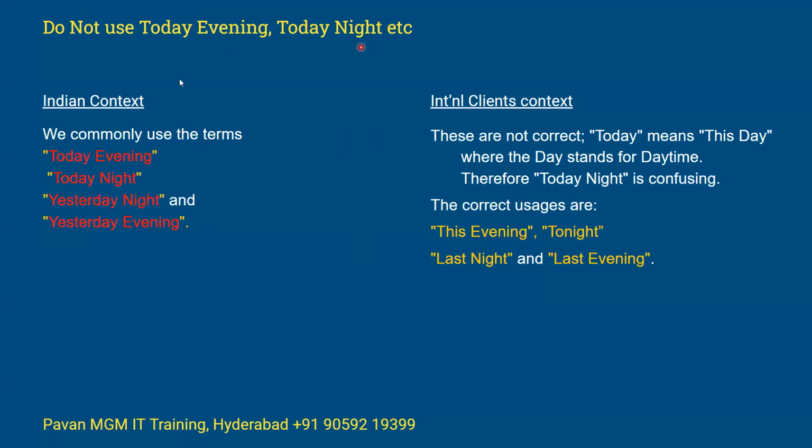Do not use today evening or today night, right? We commonly use terms like today evening, today night, or yesterday night and yesterday evening. These are not correct actually. Today means this day, where the day stands for daytime. Therefore, when you say today night, it's confusing because today means daytime. The correct usages are this evening or tonight. If you want to say yesterday night, you have to use last night. And if you want to say yesterday evening, you say last evening. Clear? Again, I mentioned the wrong usages in red color and the correct usages in yellow or green color, right?